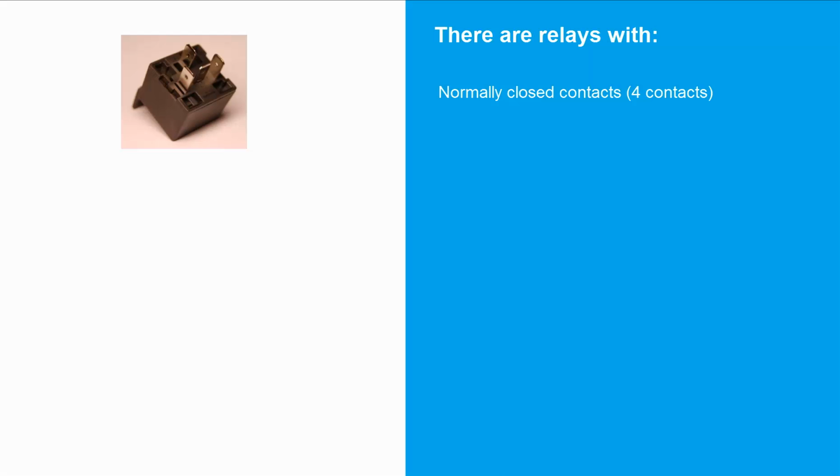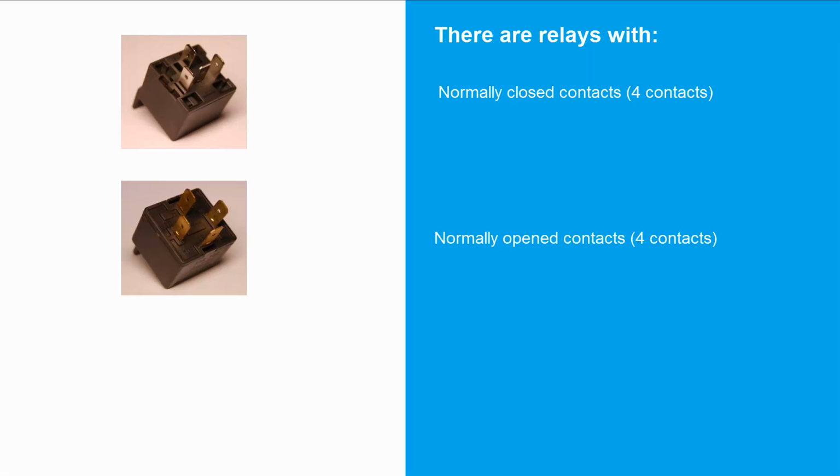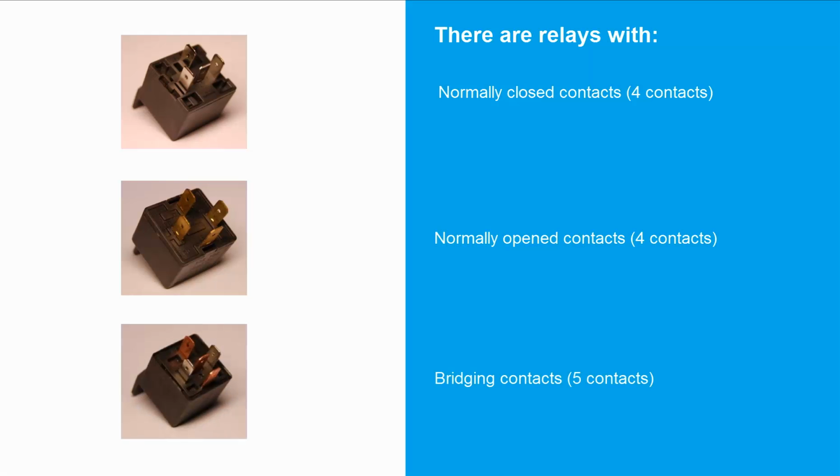In accordance with the initial state of contacts, there are relays with normally closed contacts, normally opened contacts, and bridging contacts. Depending on the terminal's model, a control relay should be connected to one of the transistor outputs.